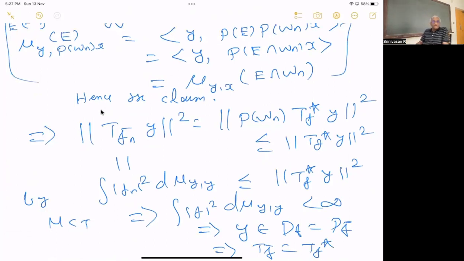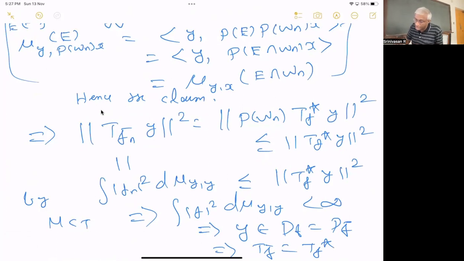We first proved that Tf bar is contained in Tf star. Then we proved that for any y in the domain of Tf star, it is also in the domain of Tf, which is equal to Tf bar. So this proves that Tf star equals this.